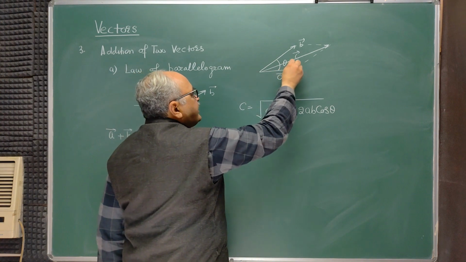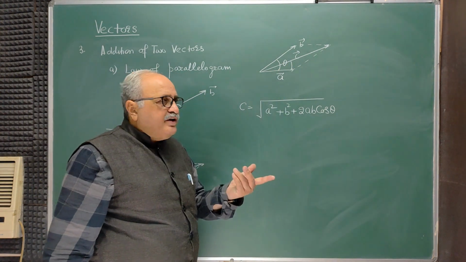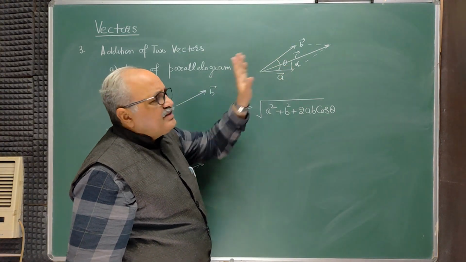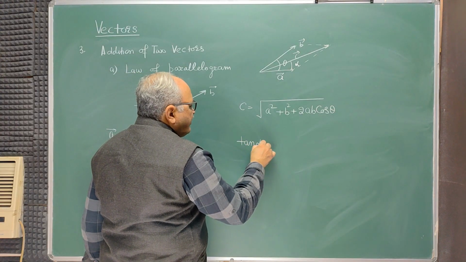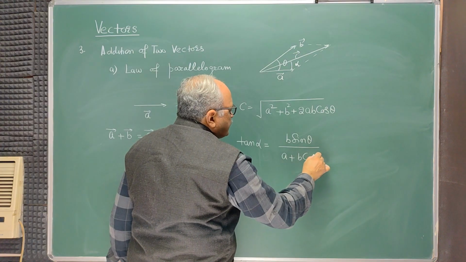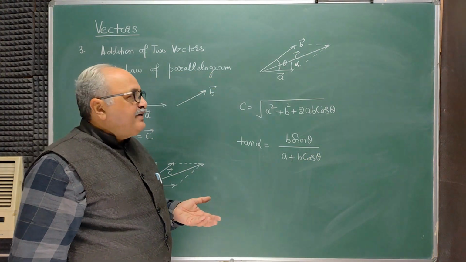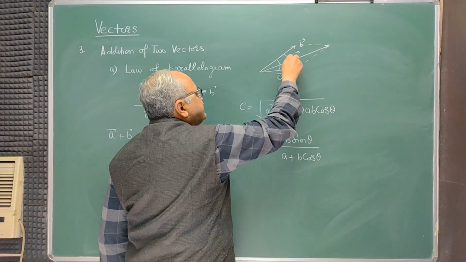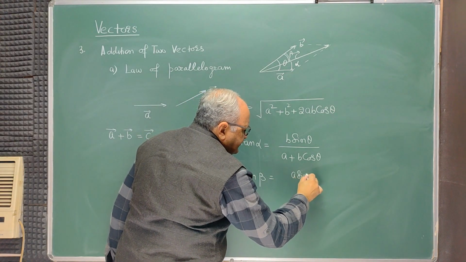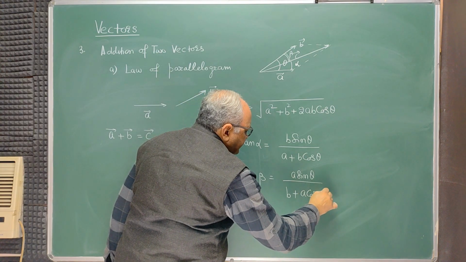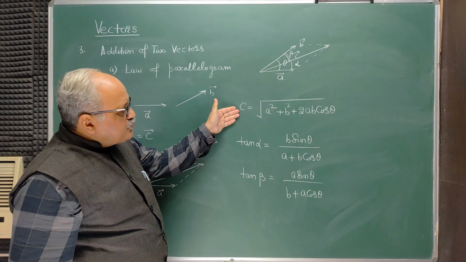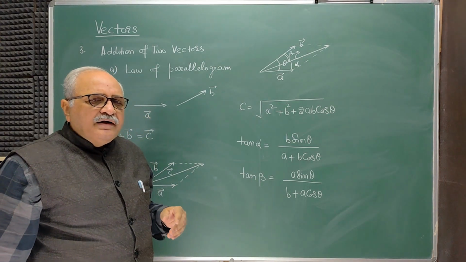Now if I have to give the direction, I can take the reference vector either A vector or B vector. Suppose I take A vector as the reference, that means I am giving the angle between C and A. Let's say that is alpha. So to get the value of alpha, the formula is tan alpha equals B sin theta divided by A plus B cos theta. You can also give the direction taking B as a reference. If you do that, let me say this angle is beta. So we have the formula tan beta equals A sin theta divided by B plus A cos theta. So this is the law of parallelogram. This is the formula for the magnitude of the resultant vector, and any one of them you can use to get the direction of the resultant vector.